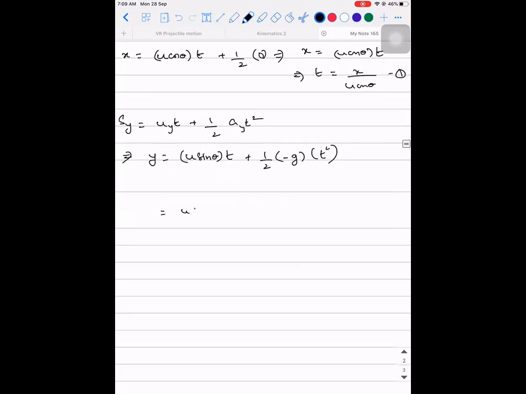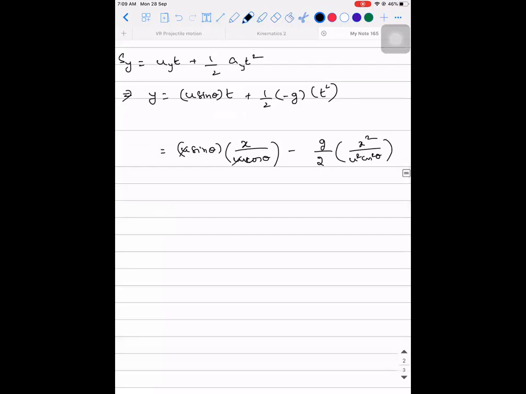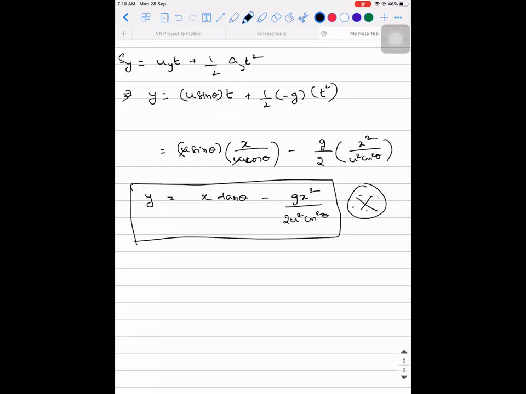So this will be equal to u sin theta into the value of t, which is x divided by u cos theta, minus g divided by 2 into x square divided by u square cos square theta. So u and u get cancelled. What are you left with? x tan theta minus gx square divided by 2u square cos square theta. This is the value of y, and this is a very, very important relation to be remembered. So y equals x tan theta minus gx square divided by 2u square cos square theta.